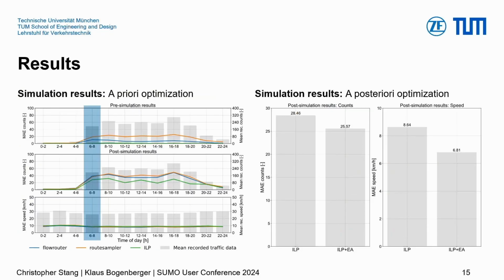You can see here on the right-hand side the results of the a posteriori optimization, in direct comparison with just adopting the integer linear programming. Firstly, as I announced, as it also is considered within the evolutionary algorithm, we could reduce, again, the mean absolute error for the vehicle counts by minus 10%. And for the speed data, we could reduce the mean absolute error by 21%. So we get a better correlation with the real data set.